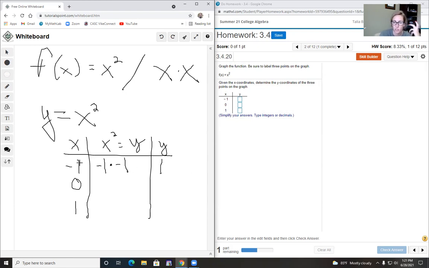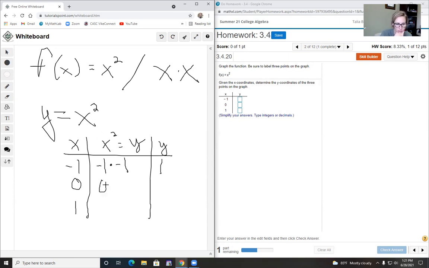We could also use different numbers to put into these, just like in our input-output tables. It doesn't have to be these, except it does for this problem because these are the ones they wanted us to fill out for. If we did -2 into this one, we'd have a -2 times -2. A negative times a negative is a positive. 2 times 2 is 4. So if we put -2 into this function, we would get positive 4 out.